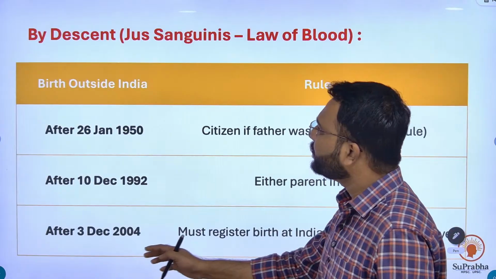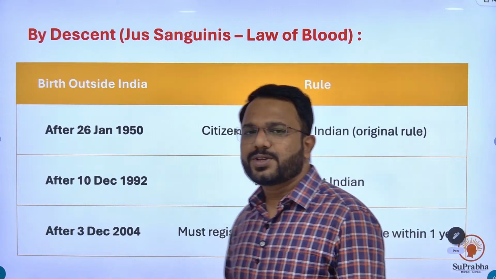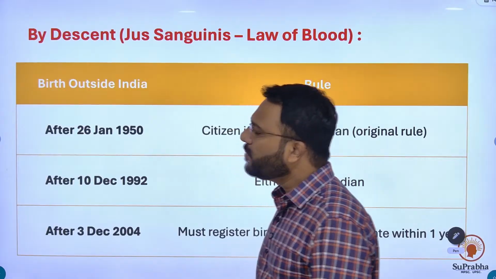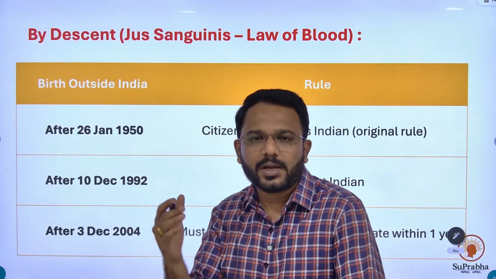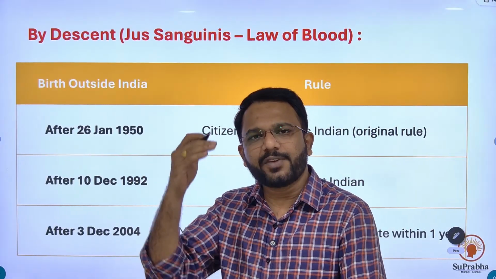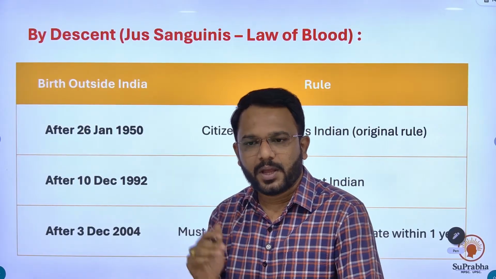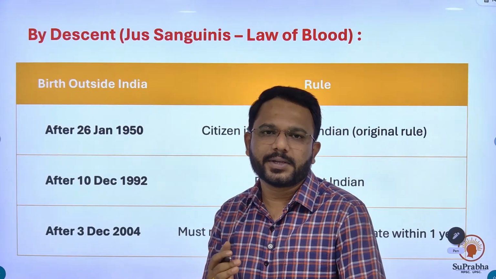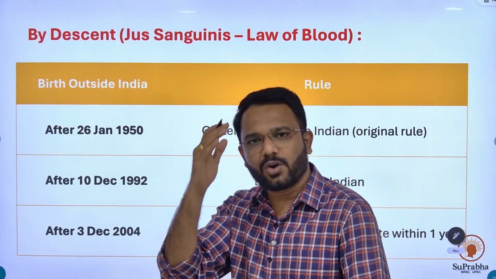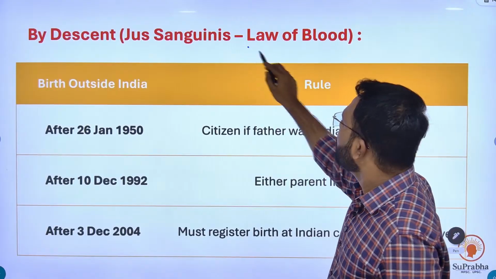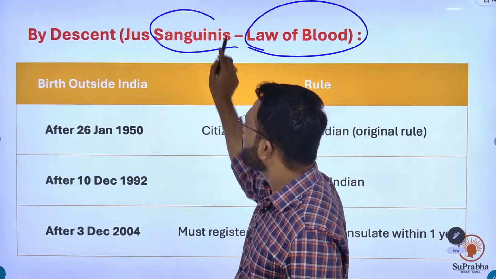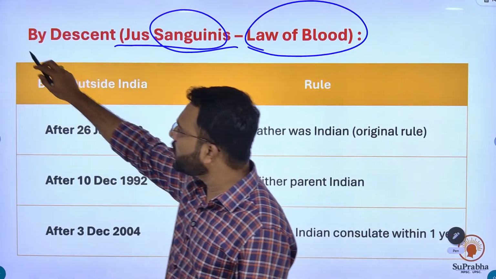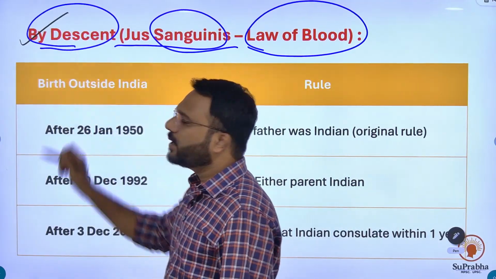Fine. Next comes acquisition of citizenship by descent. What do you mean by descent? It means lineage. Like if your grandfather was Indian and your father was Indian, naturally you will become an Indian citizen. That is known as the law of blood, jus sanguinis, and this is the principle which Germany follows. It is also known as acquisition by descent.